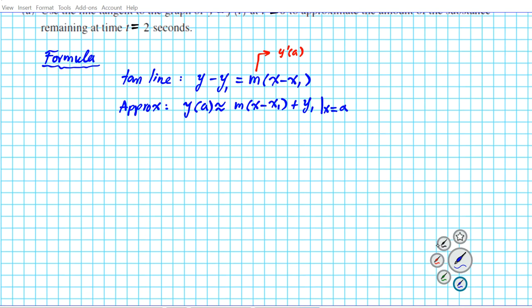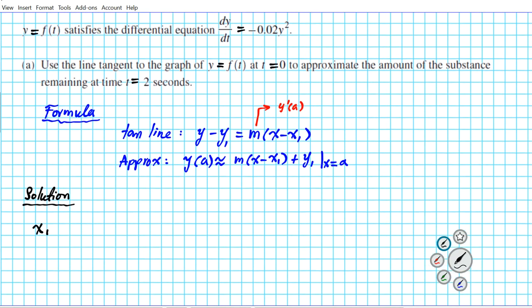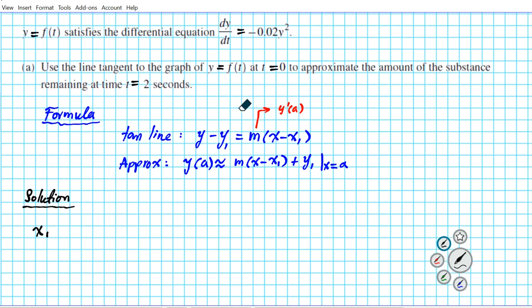All right, so let's go ahead and apply this formula to this particular problem. Our solution is as follows. Let's list all the things we know and what we need to find first, and then we'll go from there. We need a point x1, y1. So x1 is basically the t value here. We know that we're dealing with y equals f of t. It's just like y equals f of x. So our t is basically our x in this particular problem. So x1 is the same thing as t1, which is the starting time of 0.